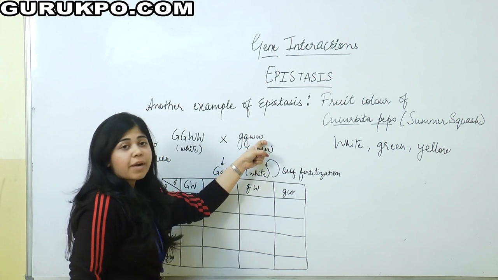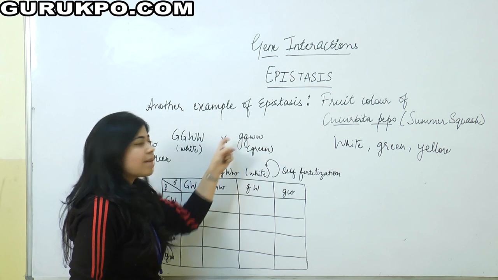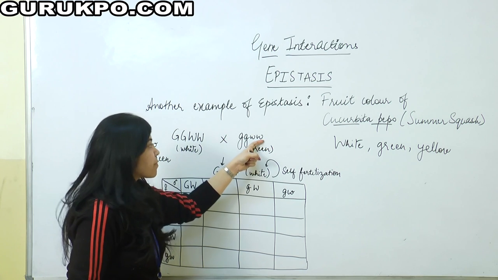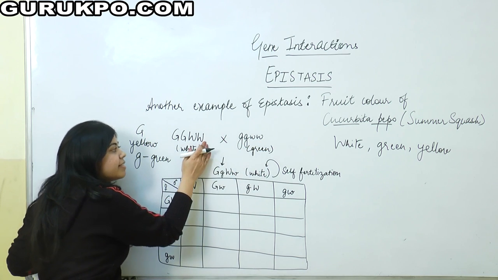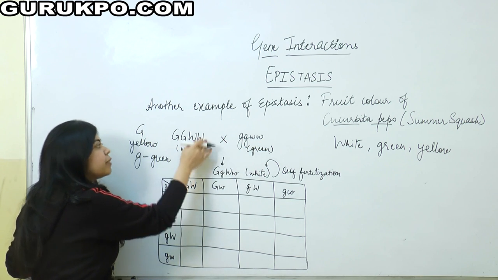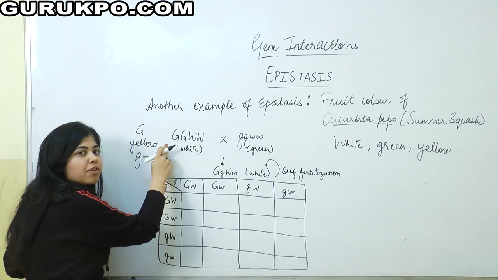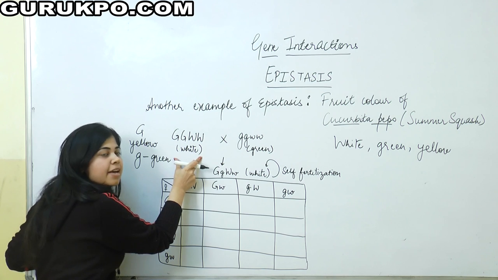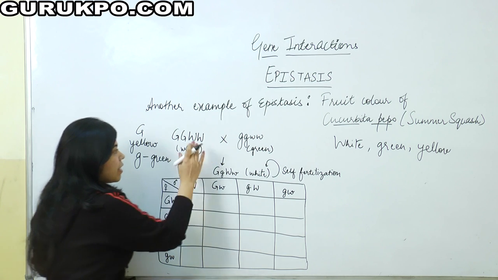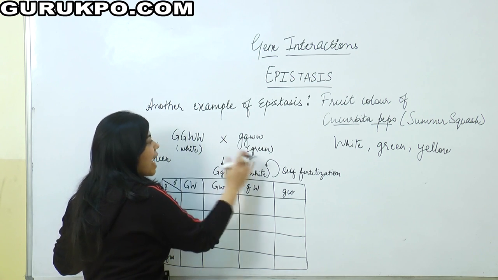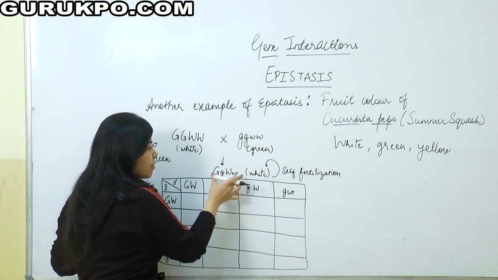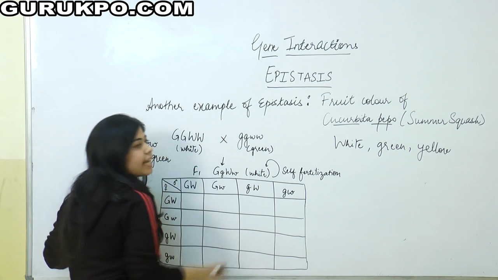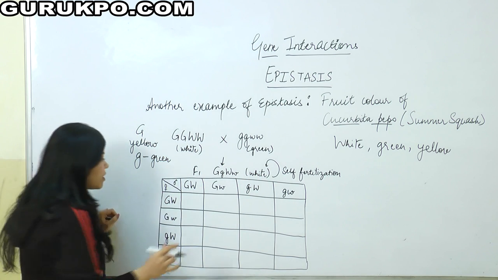And as this white gene is recessive here, it won't be masking this green gene. So green will express only in the case where W is recessive. Since W is dominant, it will inhibit the expression of the G gene, so it will not express, and hence it is white. So if we cross the white and green fruits, and whatever we get in the F1, if we self that, we're going to get a Punnett square, which we're going to figure out just now.